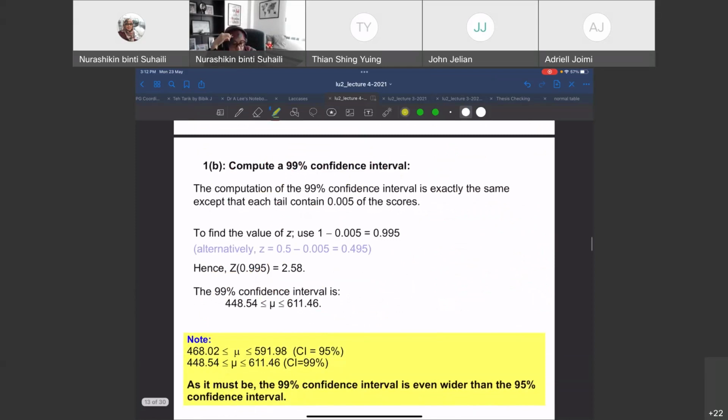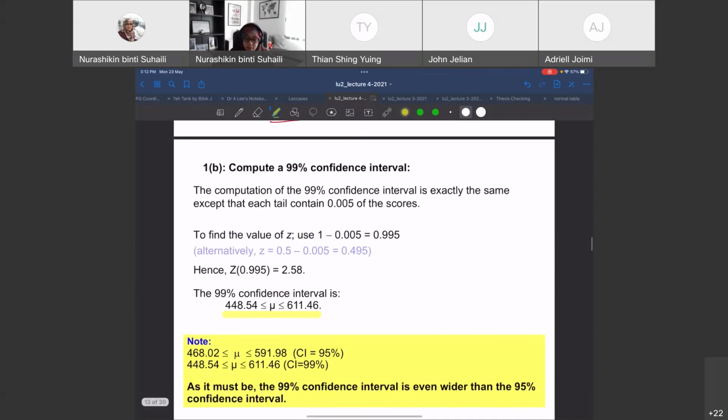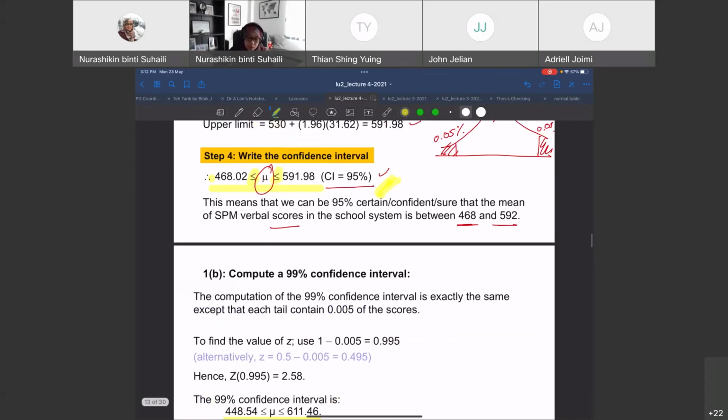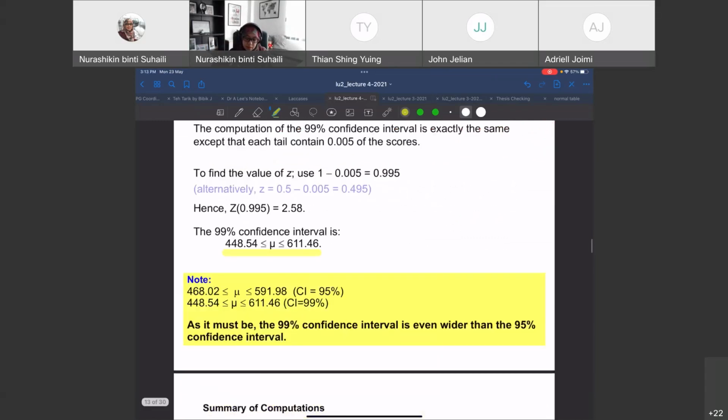Okay, so the next question is the 99% confidence interval. So you just change the region, right? So the tail area is different. That area will give you a different Z value, and it will give you a different range. Normally it's wider actually. So this one is 468 and 592. So the dispersion is actually wider because it covers 99% of the data. Okay, so that's confidence interval.